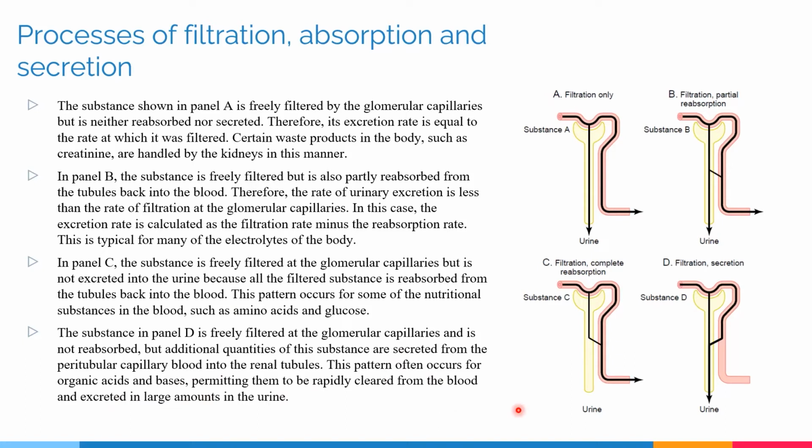So these are the 4 scenarios which can occur during glomerular filtration by the kidneys, and the 4 substances A, B, C, and D are real life examples of normal substances that are handled by the kidneys on an everyday basis.